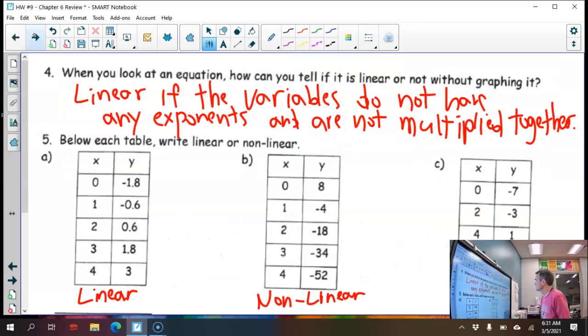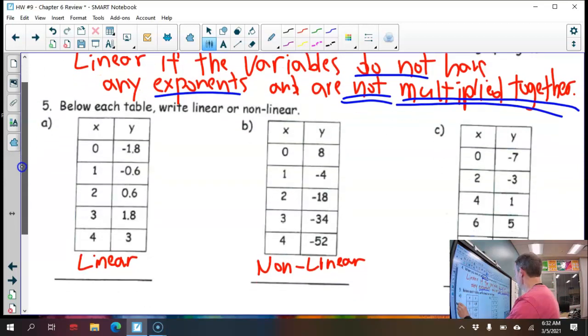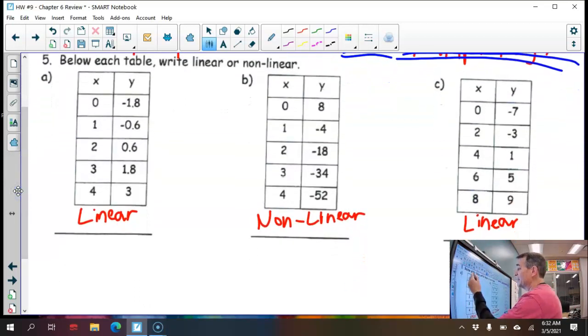Number 4, how can you tell if an equation is linear or not? Well, it is linear if the variables do not have any exponents and are not multiplied together. Then it would be linear. All right, so this would be like question number 3.